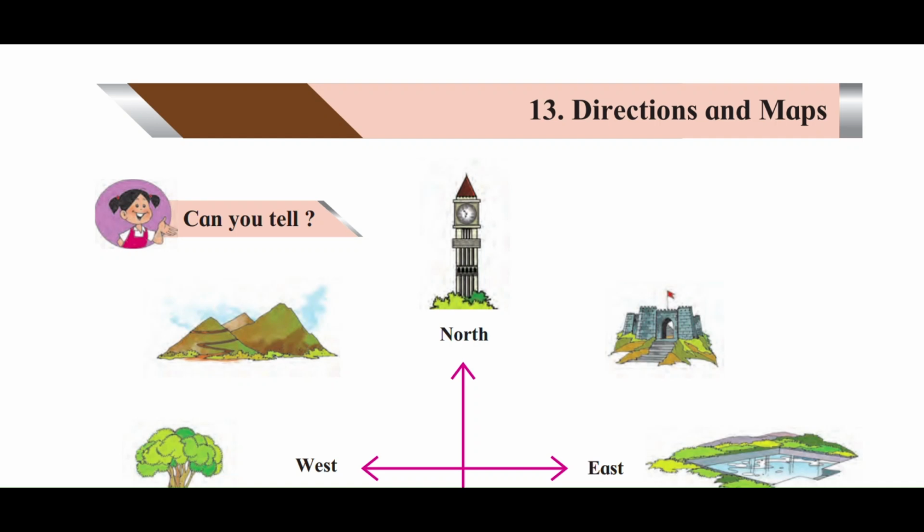Welcome back, students. Today we read the 30th chapter of the Environmental Studies Part 1. The name of the chapter is Directions and Maps.